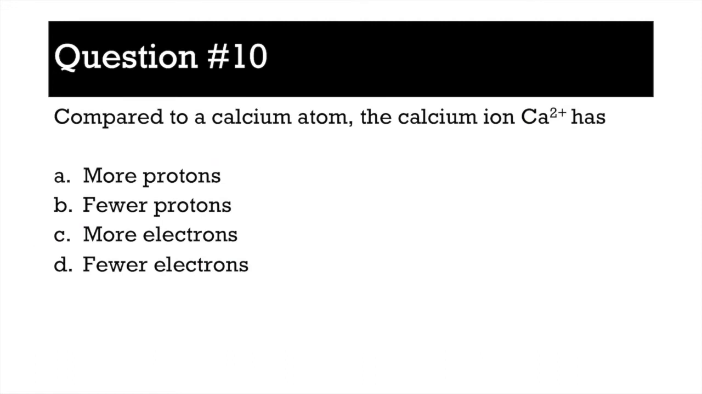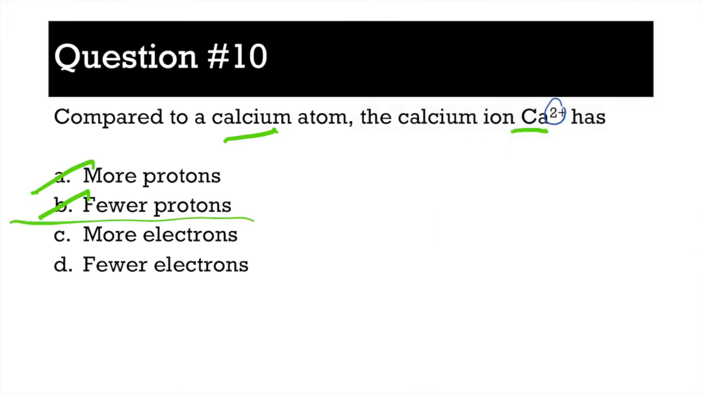Okay, moving forward to number 10. Number 10 says compared to the calcium atom, the calcium ion has. Now, right off the bat, we can get rid of A and B. Remember, if you change the number of protons, you're changing the element. So we have calcium and calcium, so we can't change protons. But now it's coming down to electrons.